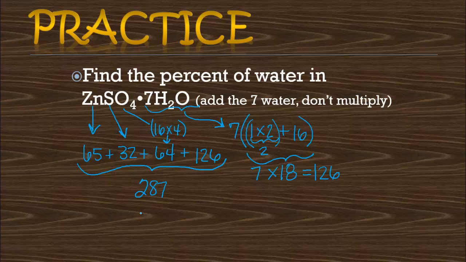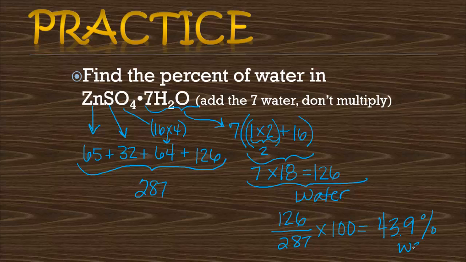So again, wanting to find the percent of water, well, this is water. So I am going to take 126 over the total 287, multiply it by 100, and I get 43.9% water. So we used part of the compound instead of all of the elements individually, and questions may ask you for that. But again, do the same thing. You totally need the mass of everything and then break it down for what they're looking for.